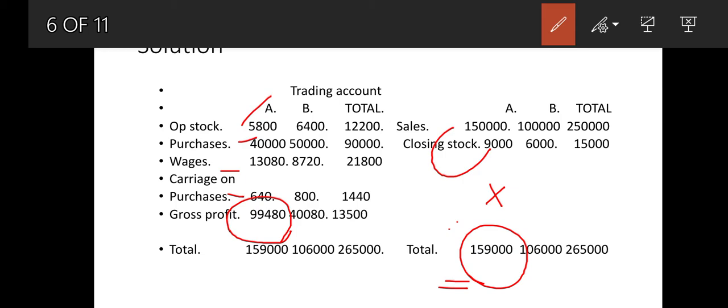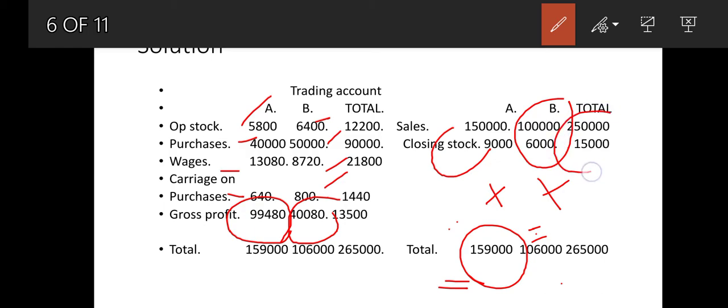Now we will move towards the department B. We will add 1,06,000 and we get 1,06,000. We deduct 6,400 from 1,06,000. Then deduct 50,000, then deduct 8,720, then deduct 800, and we will get 4,080. It's the gross profit for department B.